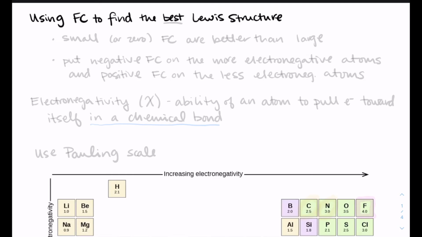And this is the video where we talk about using formal charges to find the best Lewis structure. So when I ask you to draw a Lewis structure, I will ask you to draw the best Lewis structure and then any equivalent resonance structures, which resonance is going to be the end of this video topic.